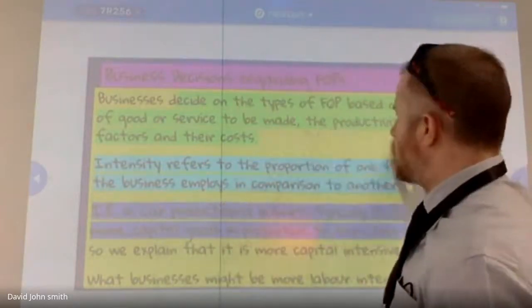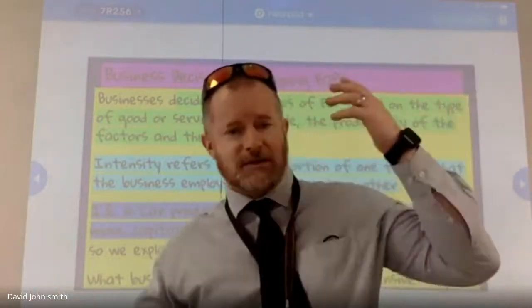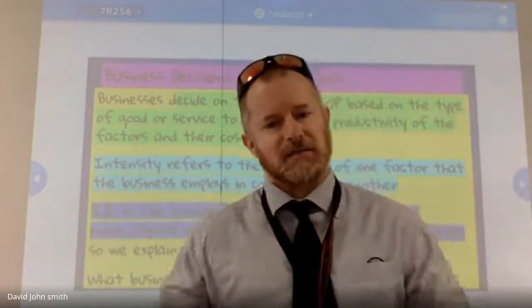Productivity of the factors and how much they cost. So it might be that there's this amazing resource, you must have it, it's going to be so good for your business, but it's too expensive.